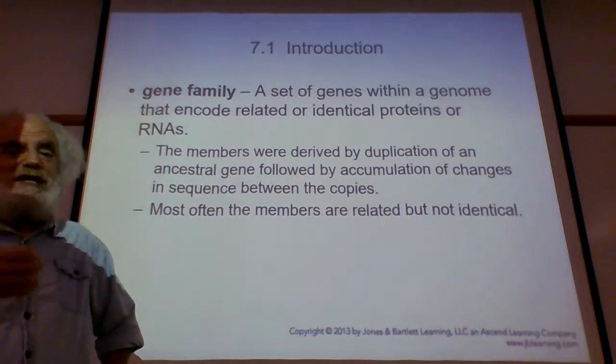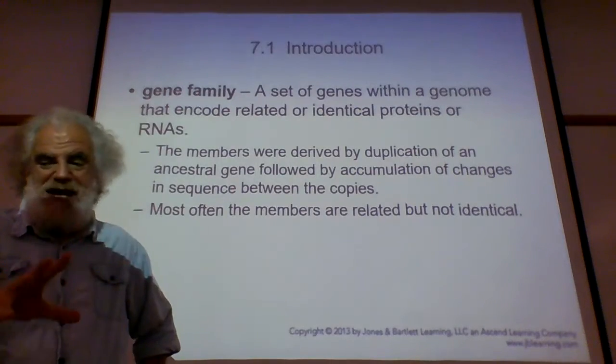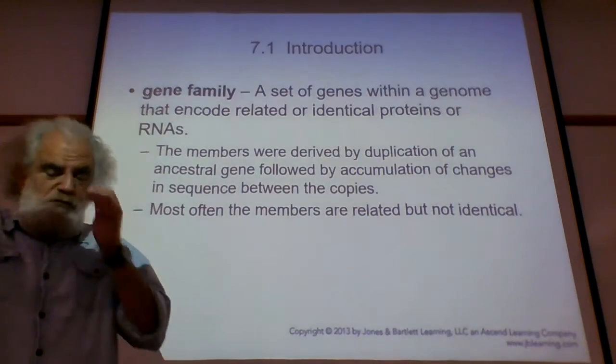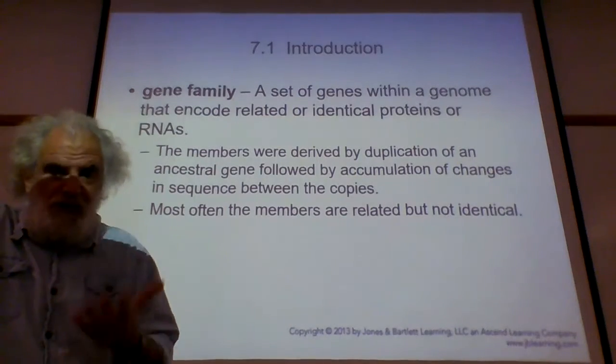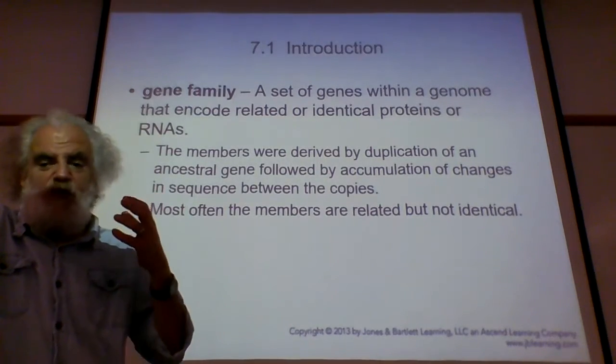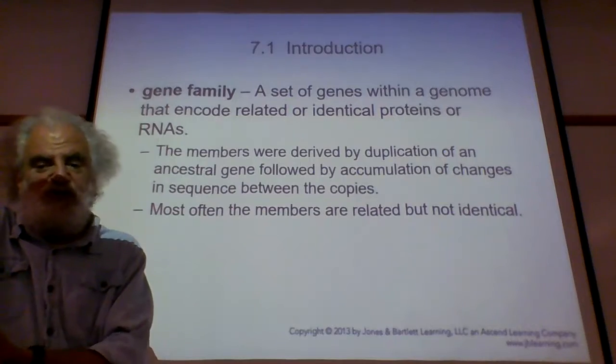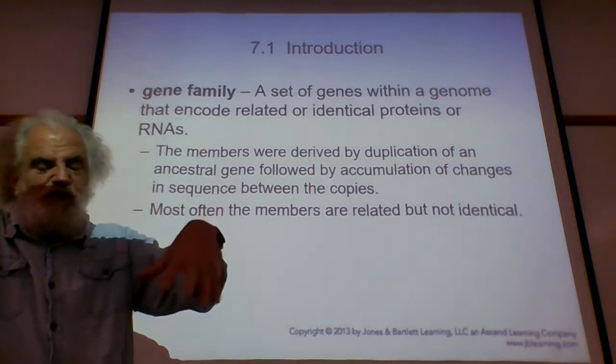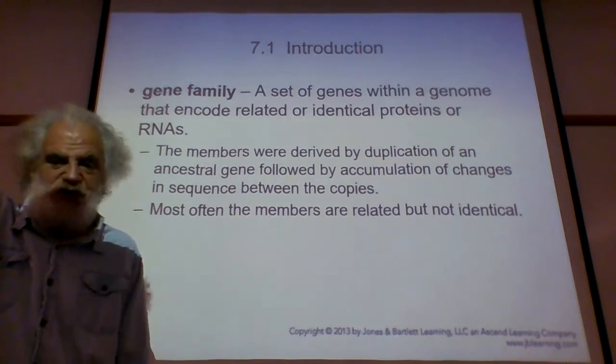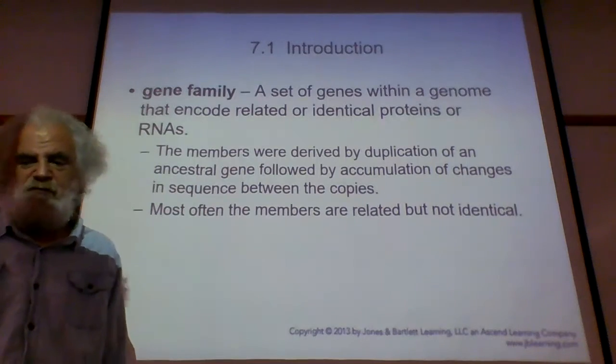So this is an example of some of the kinds of repeats that we see. And it is hypothesized, and probably a reasonable hypothesis, that they were derived by duplication of ancestral genes, and then you get this accumulation of mutations or changes between the copies.